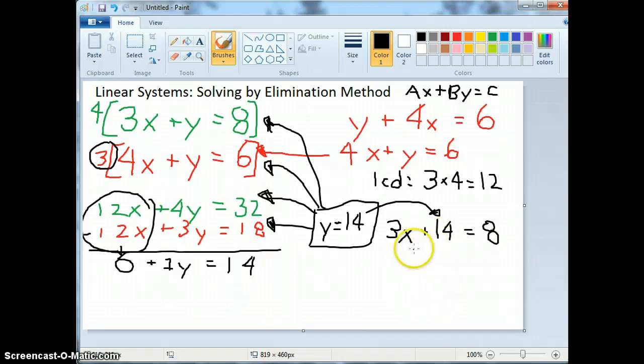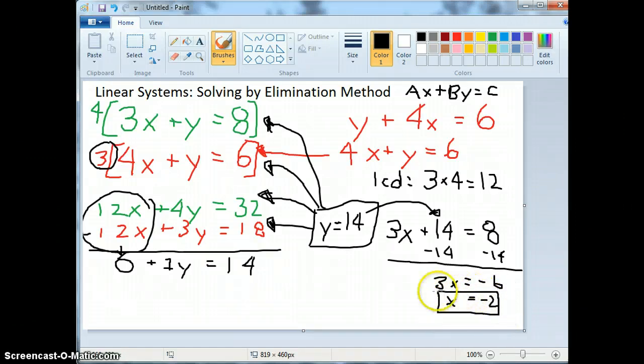Let me hurry up and finish this. Subtract 14 from both sides. That gives me 3x is equal to negative 6, and x is equal to negative 2. Alright, so now I have my x and y. I have x equals negative 2, and let me write that as a coordinate pair: negative 2, comma 14. And that's our solution from elimination, negative 2, comma 14.